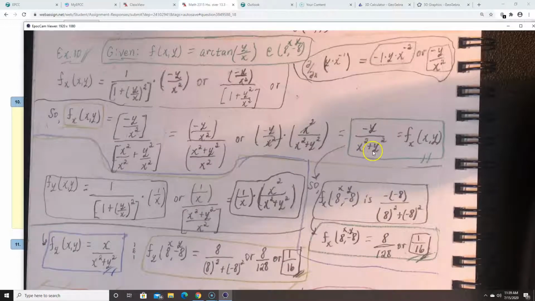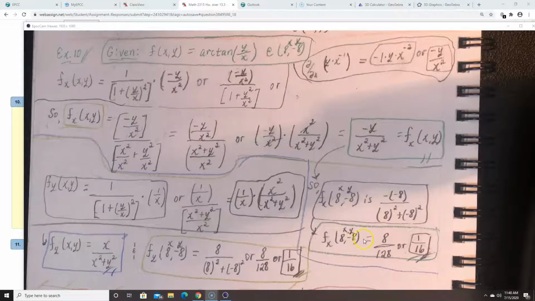Put the 8 right here for x and the negative 8 there for y, and we get 8 squared plus negative 8 squared. Clean this up now. Positive 8, as we said. 8 squared is 64. Negative 8 squared is also positive 64. 64 and 64 is 128. And now reduce 8 over 128 reduces to 1 over 16. So here's our slope on the surface in the x direction at x value 8, y equal negative 8.